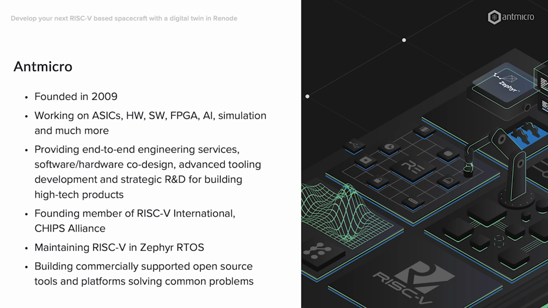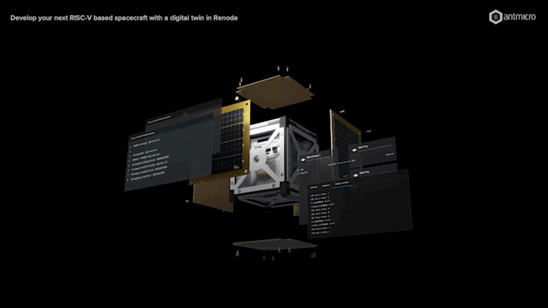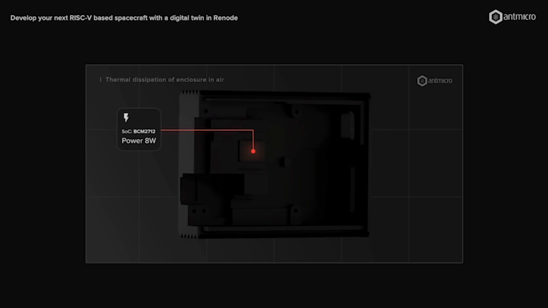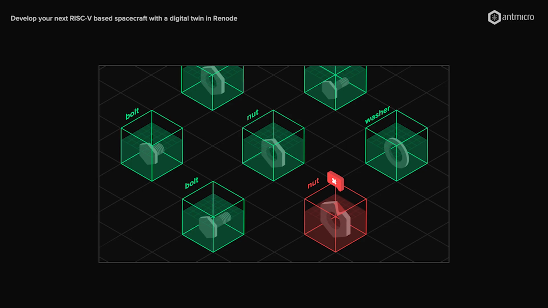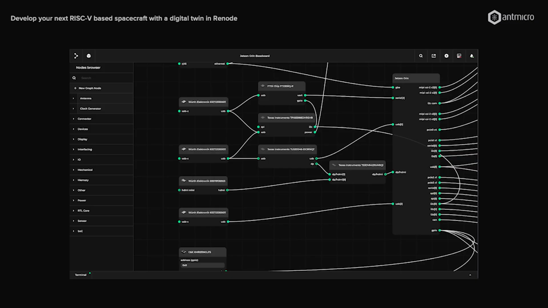We're part of the CHIPS Alliance. We're maintaining RISC-V and Zephyr. We help people build complex systems, and we help them understand these systems using our open source tooling. We develop machine learning and AI frameworks and help people deploy their solutions. And we help them understand the complexity of the systems and understand the relations between components and the dependencies.